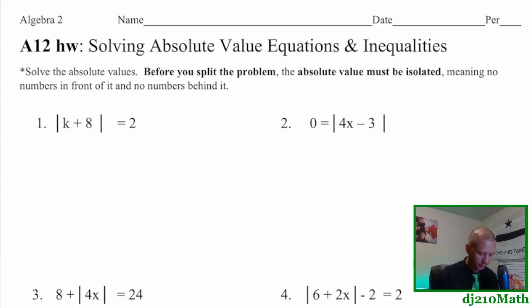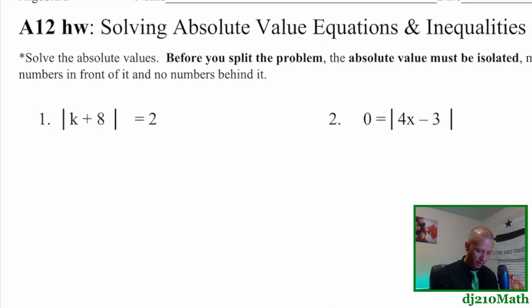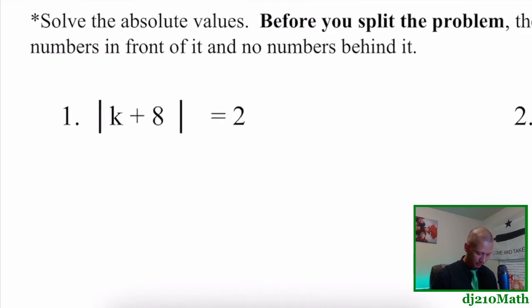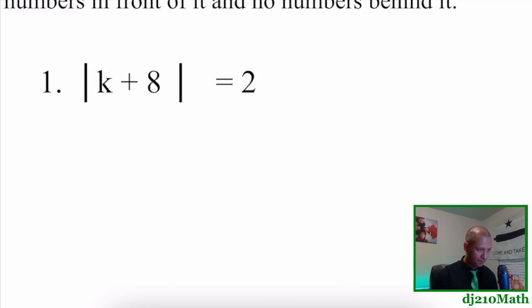Okay, let's do some homework solving absolute value equations and inequalities. All right, so just key thing to remember is that the absolute value must be isolated. That's the idea. It's got to be isolated. So if it's isolated, we're in business. So here, number one, it is isolated. It's by itself. And this is positive.